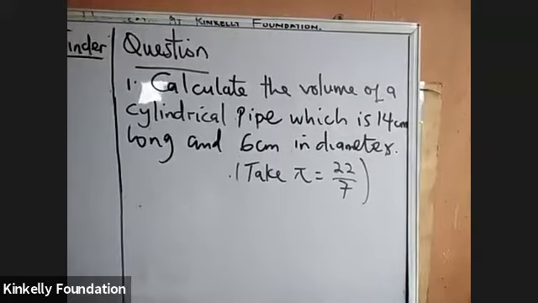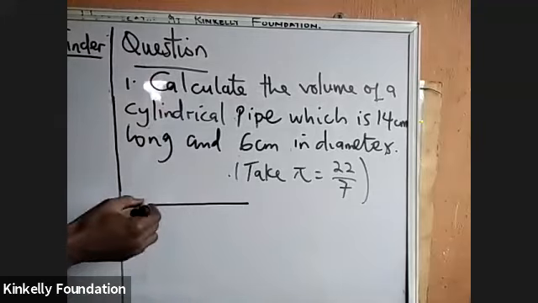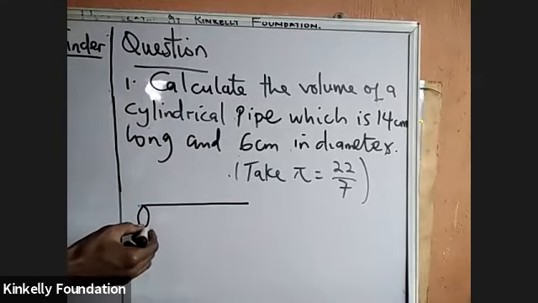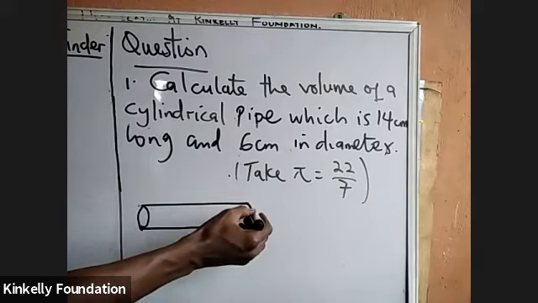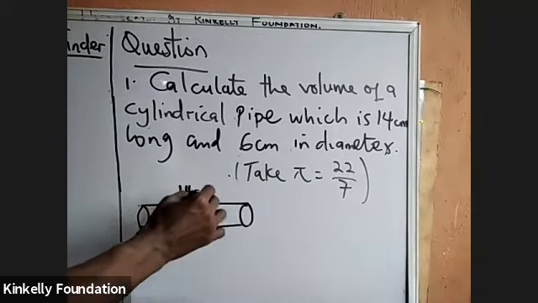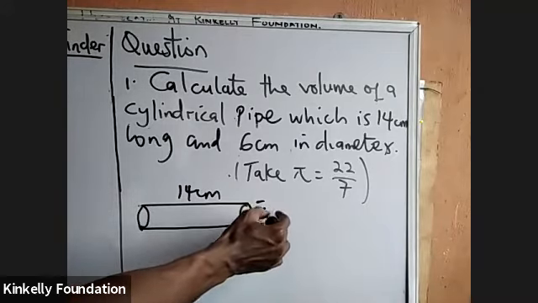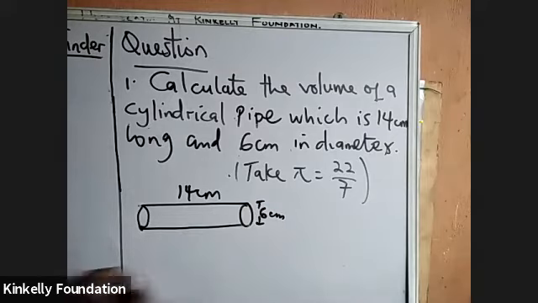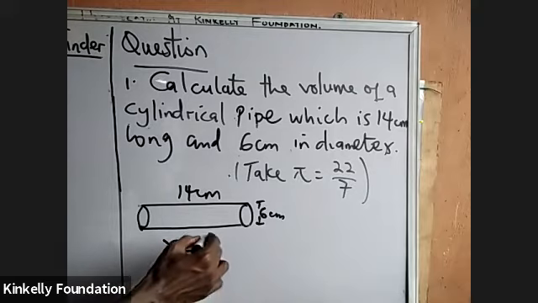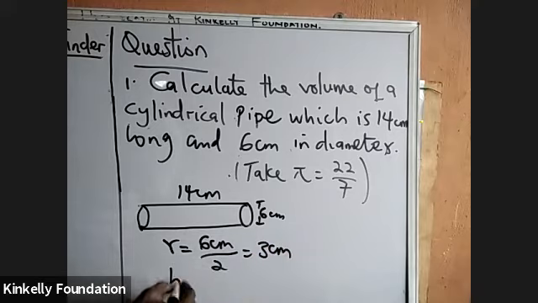Let's solve this. Let's say this is the pipe. It is 14 cm in length, and from here to here is 6 cm. Now we know that the radius is 6 cm divided by 2, which is 3 cm. And the height is given as 14 cm.